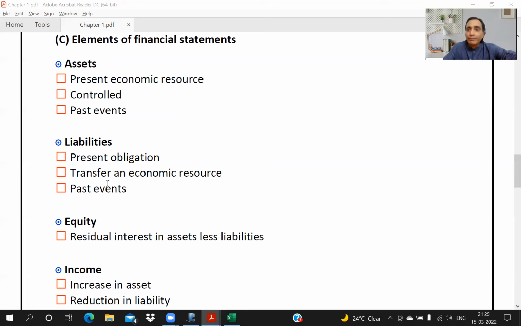Liabilities, exactly opposite of assets. Liability is not a resource, but an obligation, and it's a present obligation. Again, this has a far deeper meaning. It has to be an obligation, but it has to be a present obligation.